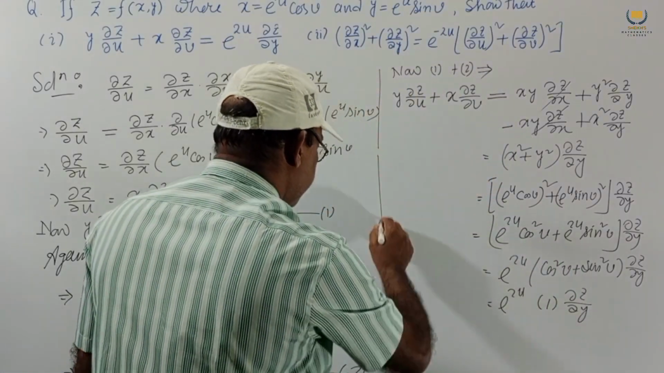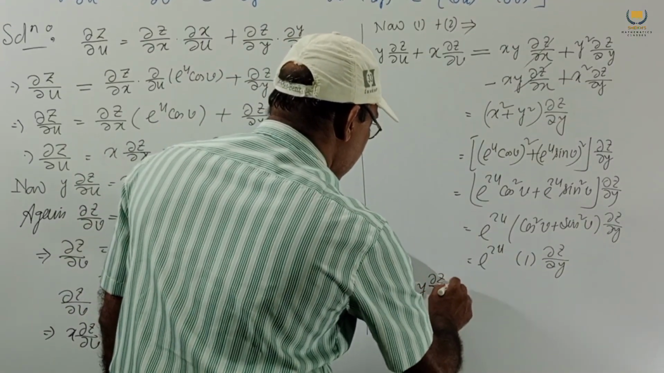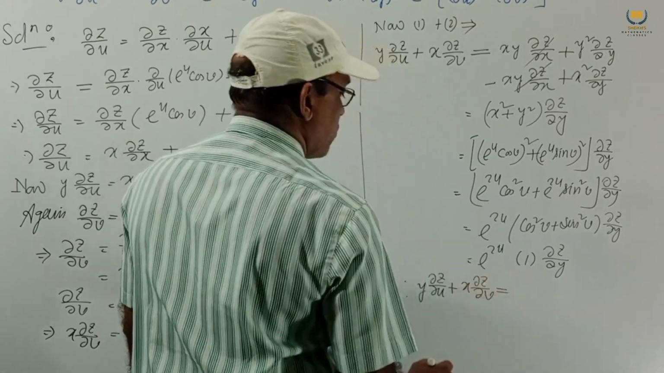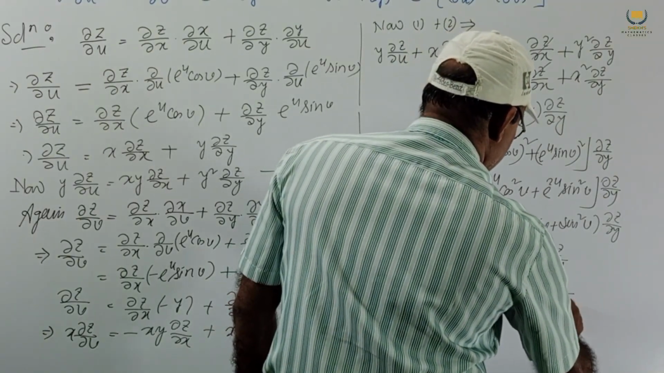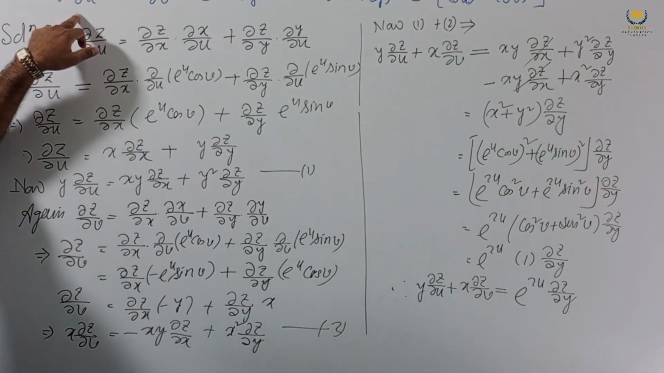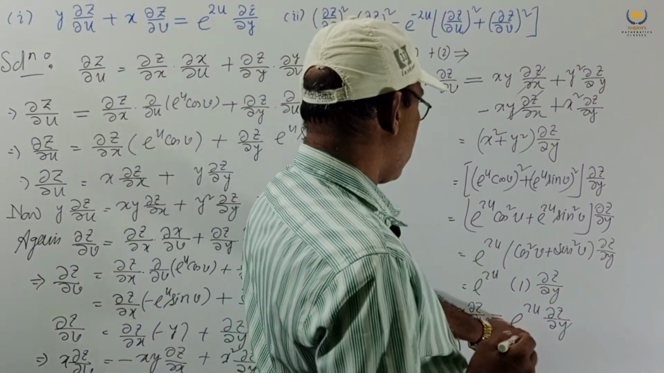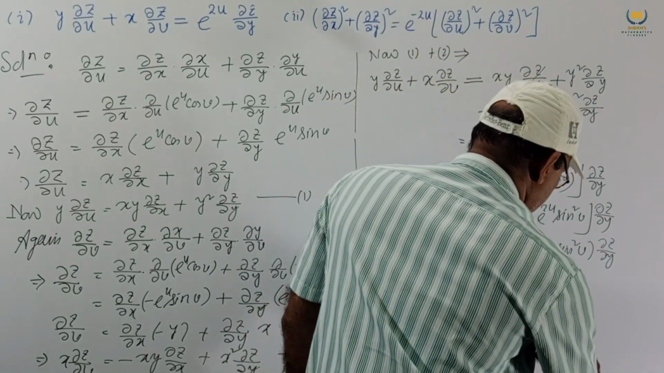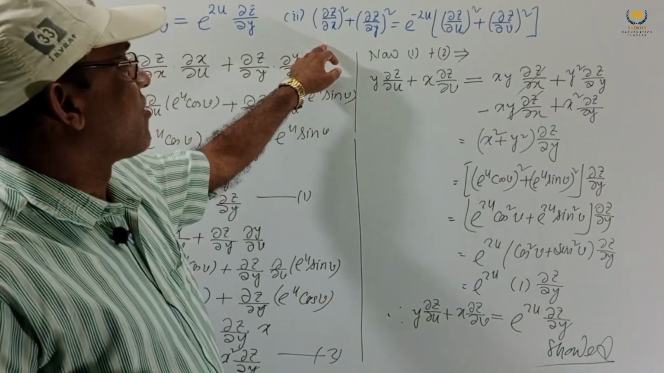Therefore, what we get: y del z del u plus x del z del v equal to e to the power twice u del z del y. This is the first proof. We get y del z del u plus x del z del v equal to e to the power twice u del z del y. This is the proof, short. First one done. Next you have to find the second one.